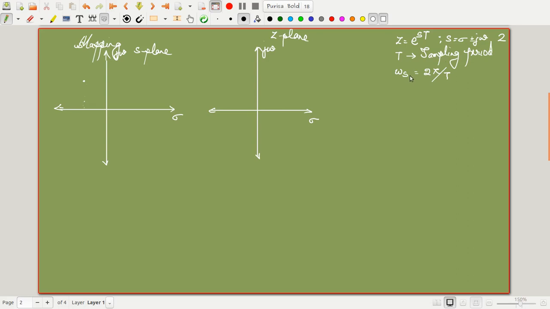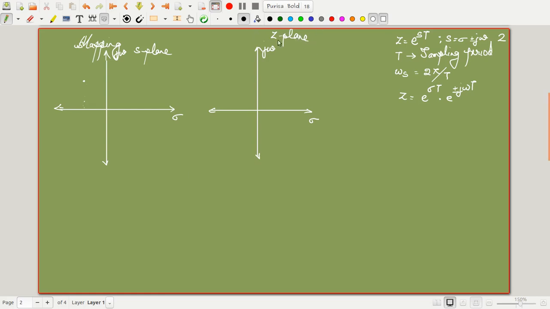Now, how are we going to transfer it to the z system? For that, I will write one more relation here: z is equal to e raised to sigma T into e raised to plus or minus j omega T, depending upon where this omega is, whether it is on the positive imaginary axis or on the negative imaginary axis.